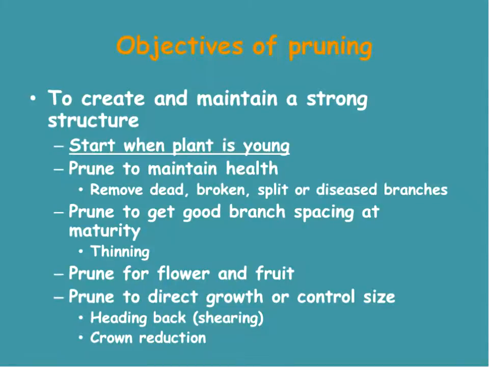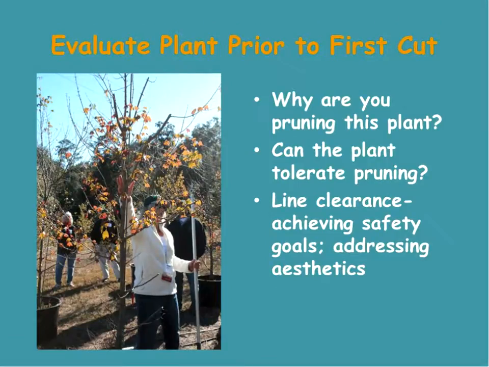One really good thing is directing the plant's growth. You can pull it away from the sides of buildings. You can control the size with heading back or shearing. Crown reduction is actually a thinning cut where you take an end of a branch back to a lateral branch, so that branch can take over the growth of what you've removed. Usually the standard rule of thumb is about one third the size. So again, why are you pruning this?